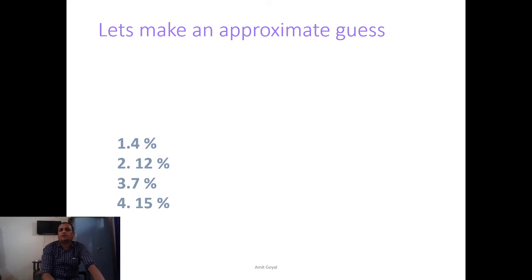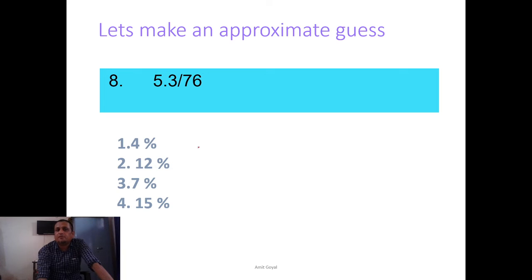Now, here are my options. Here is my question. So what is 10% of the denominator? 7.6. This value is less than that. So it means the answer should be less than 10%. Which option? Option 3rd.